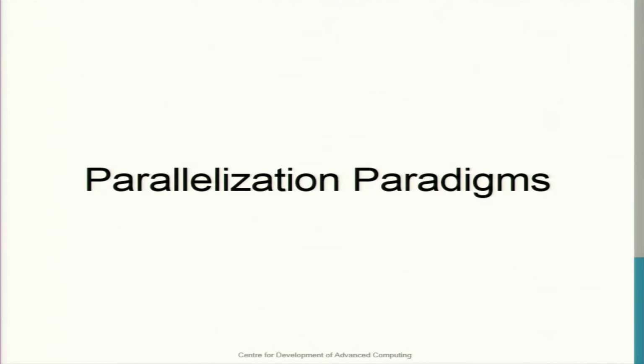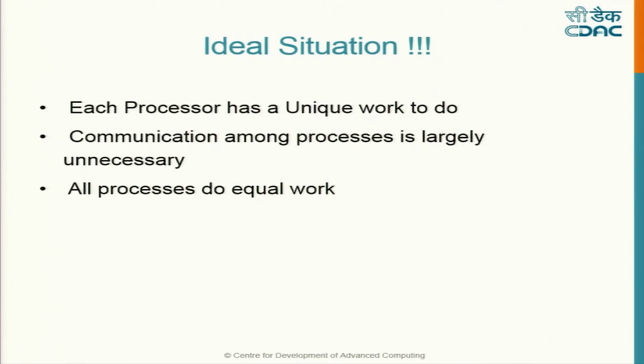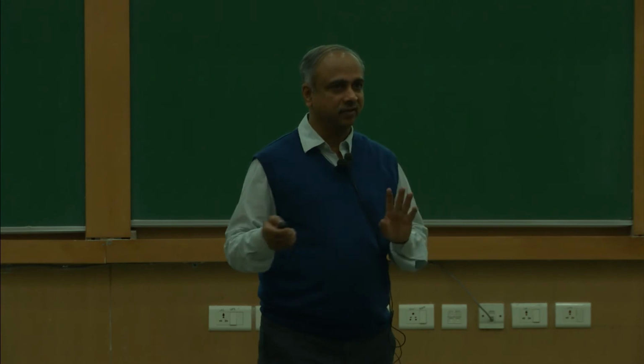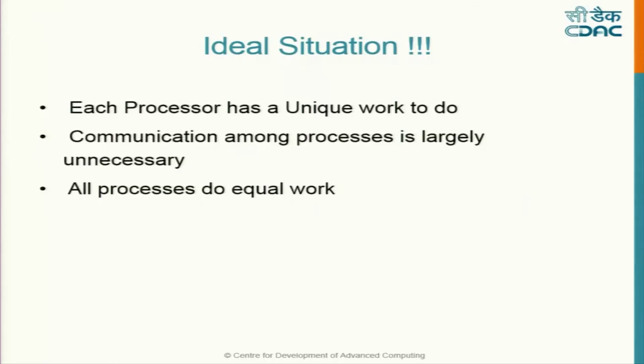So what are the paradigms for that? The ideal situation is you divide the work into as many processors as you have. Suppose you have 16 processors, you divide the work into 16 parts, and each processor's work is unique. When you say unique, it is not dependent on others.